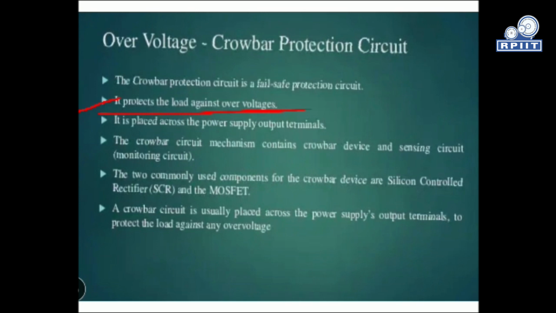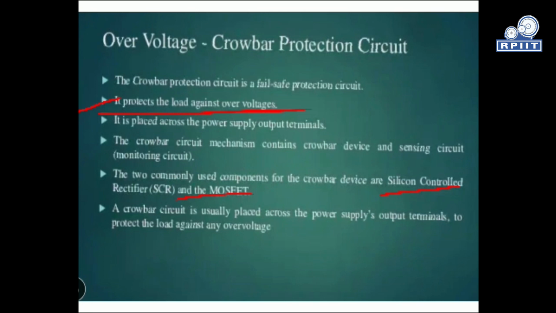The crowbar circuit mechanism consists of a crowbar device and sensing circuits, also known as the monitoring circuit. The monitoring circuit is based on some relay kind of element. It will sense the over current or over voltages and send a signal to the circuit breaker, or the fuses will blow. The two commonly used crowbar devices are the silicon controlled rectifier and the MOSFET. These are the two common devices we always utilize.